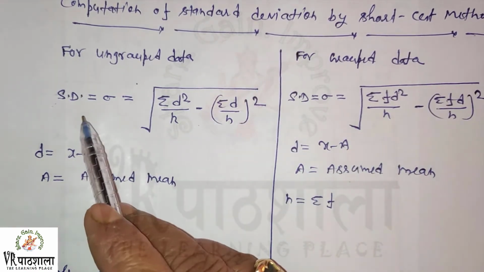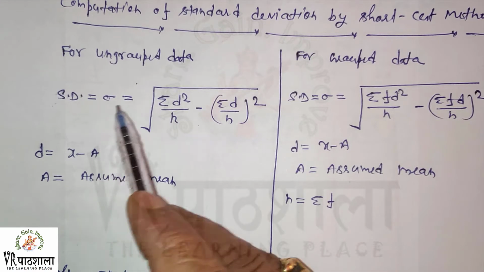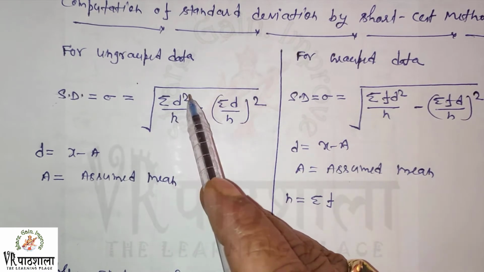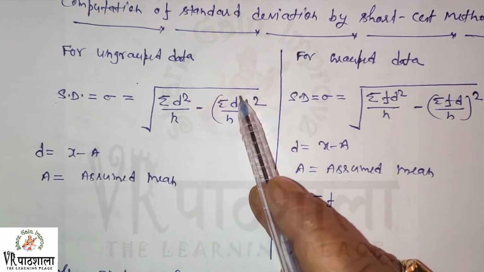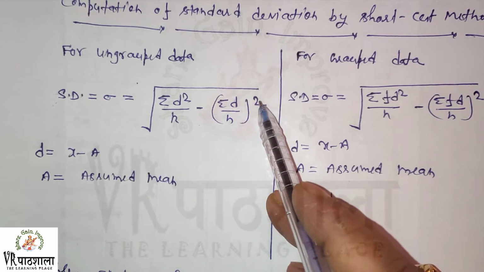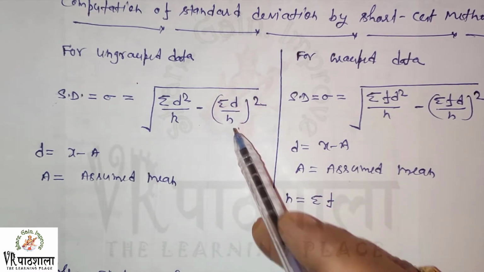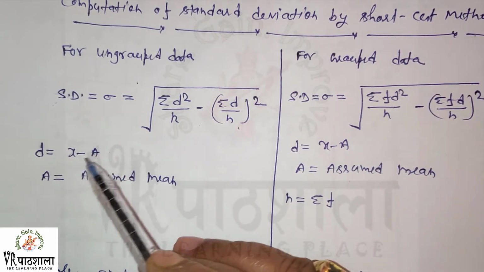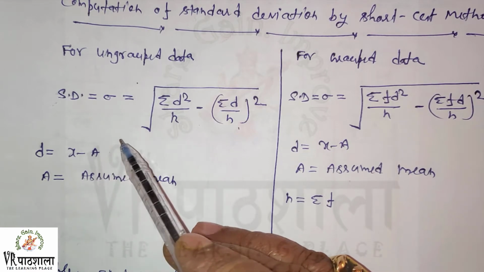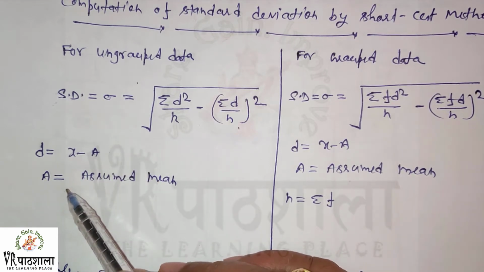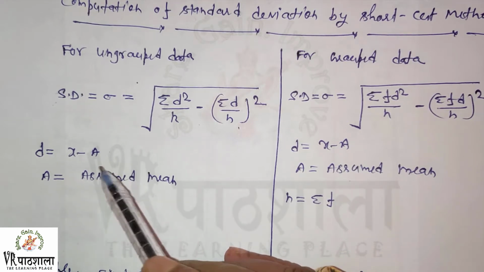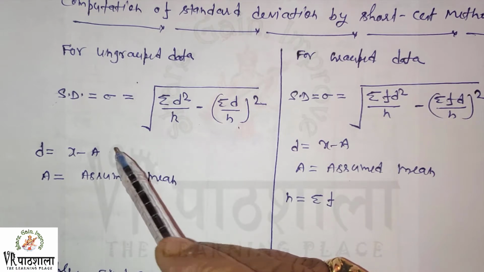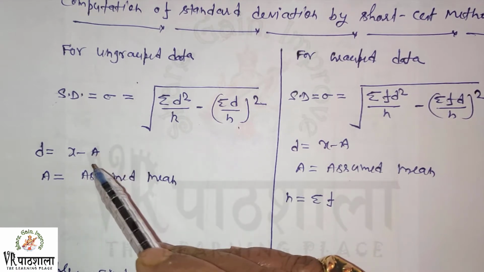The standard deviation for ungrouped data by the shortcut method is given by the root of summation d square over n minus the square of summation d over n. Here d equals x minus a. This is the deviation, and a is the assumed mean. Here we assume a mean from x.